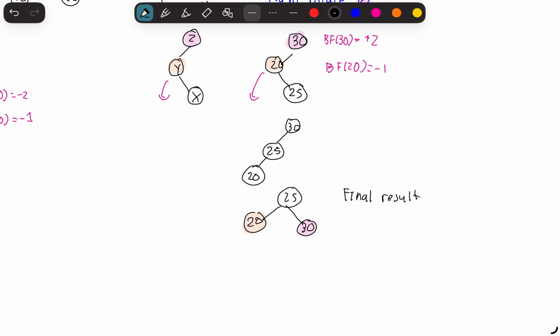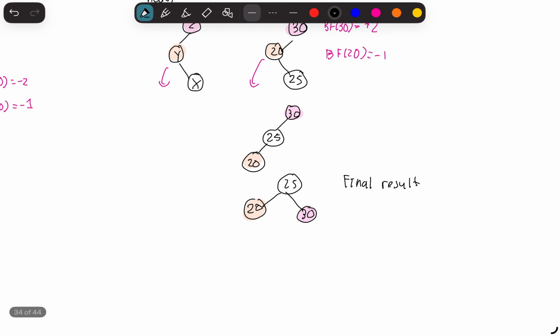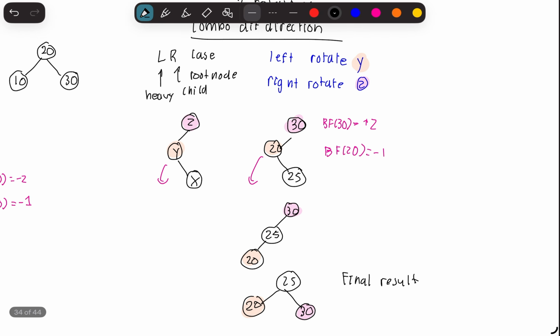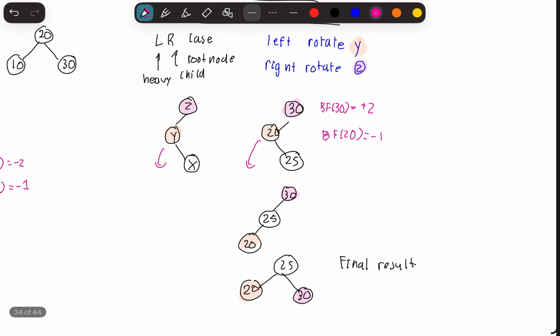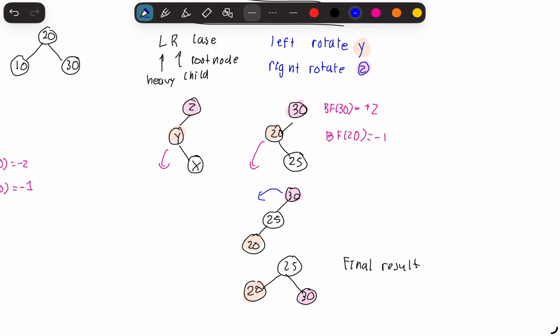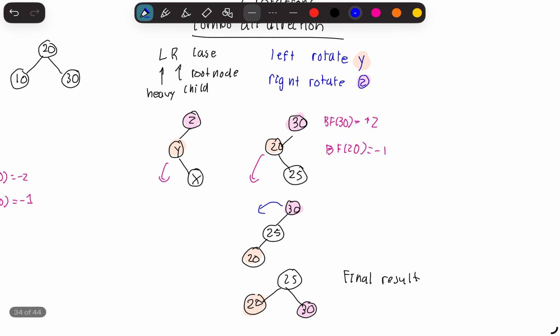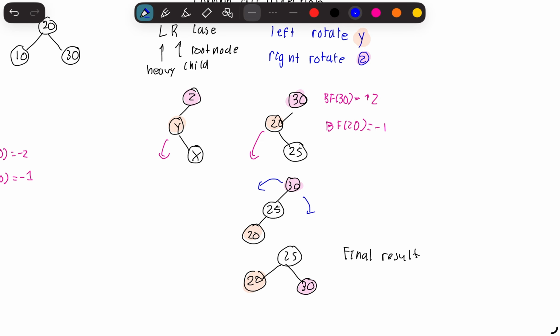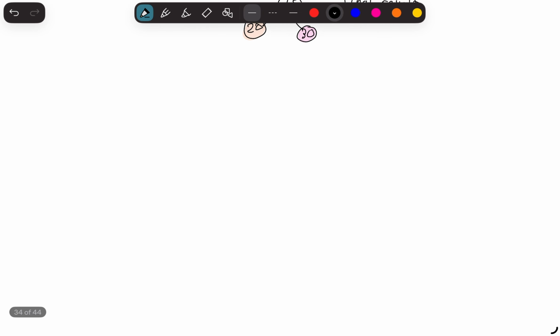And this is your intermediate step. Here your 20 is here and your 30 is up here. That was why we see that all the way down there, and then your 30 is up there, your 25 is there. And then after this you take your z, which was this one, and you rotate it. So that's how we rotated to the right, and that's why it went down there. That's your final result.